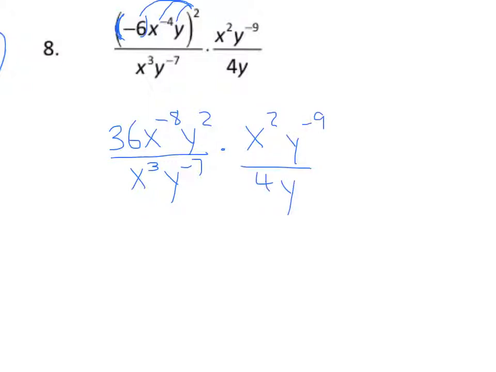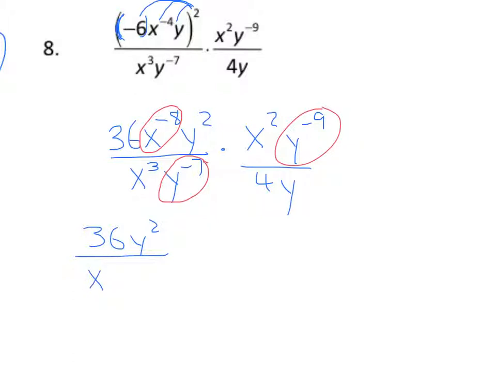Now I'm going to move everything that has a negative exponent. Remember, anything with a negative exponent is in the wrong place. So x to the negative 8 needs to move down, y to the negative 7 needs to move up, y to the negative 9 needs to move down. And I get 36y squared on the top of this first part. On the bottom, we already had x to the 3rd, and I move that x to the negative 8 down, and it becomes x to the positive 8. And then I move y to the negative 7 up, and it becomes y to the positive 7.